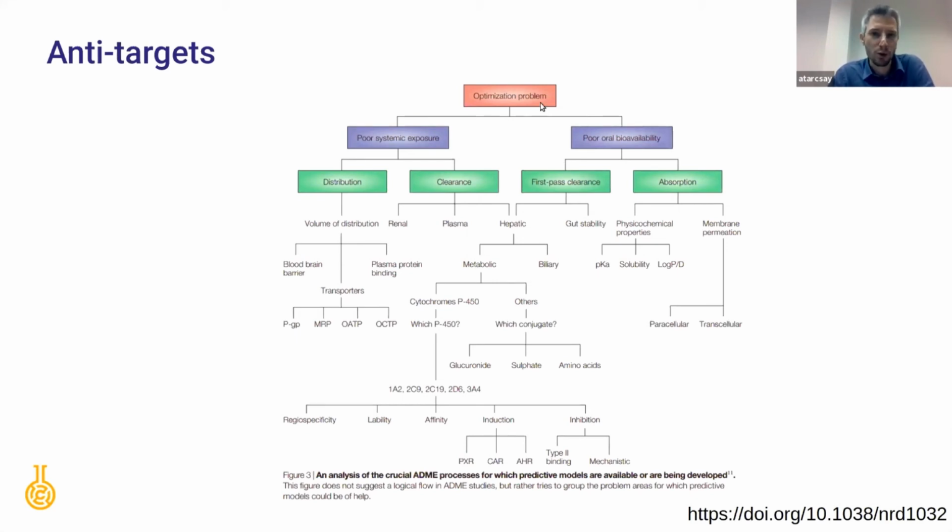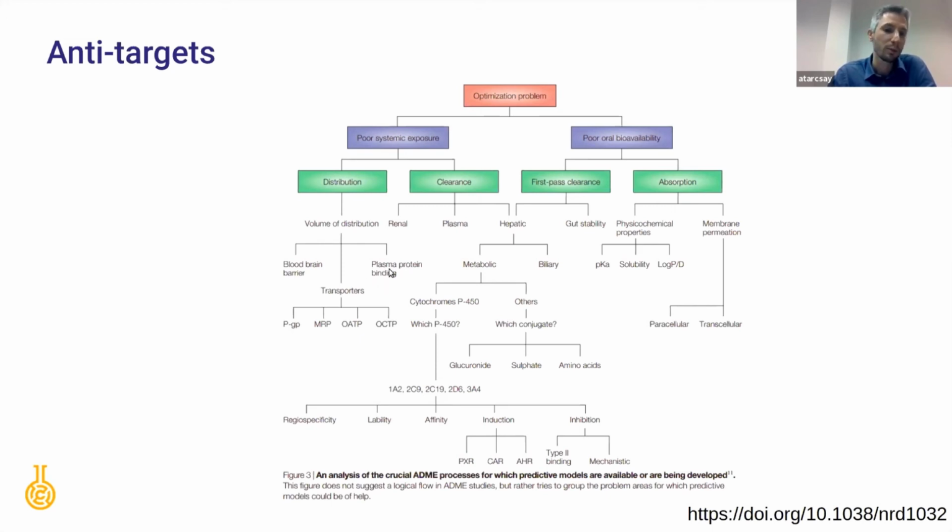And this is an optimization problem against the biological system, the human body, where if you have poor systemic exposure, then it might be related to the distribution, where blood-brain barrier penetration might be a problem, or the drug, when it's in the bloodstream, can bind to human serum albumin, and then its free concentration will decrease significantly.